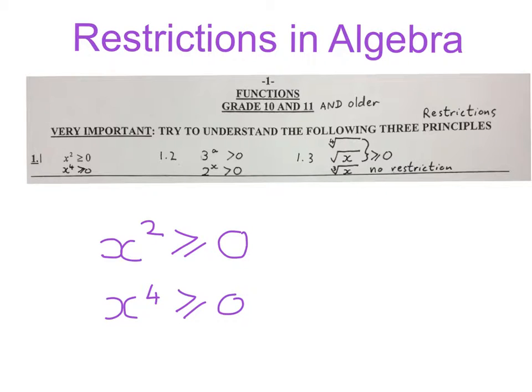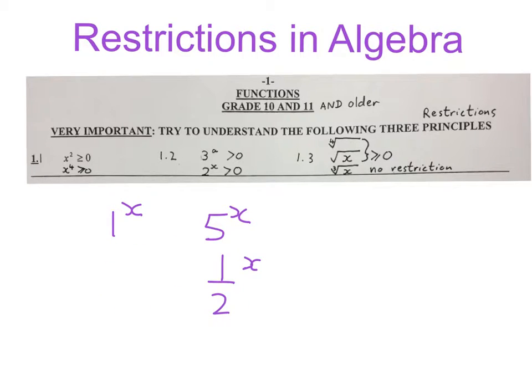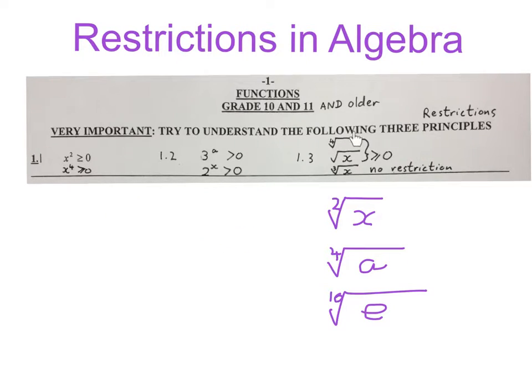Now the first restriction says that if you ever get a variable to the power of an even number, it'll be positive. The next one says that if you get any number as a base with a variable in the air, that answer will always be bigger than 0. Not equal to 0, just bigger than 0, and it will never be negative. This one says that if you ever get a surd, in other words, a square root or a fourth root or a sixth root, an even root, it will be bigger and equal to 0. If it's an odd root, there's no restriction.